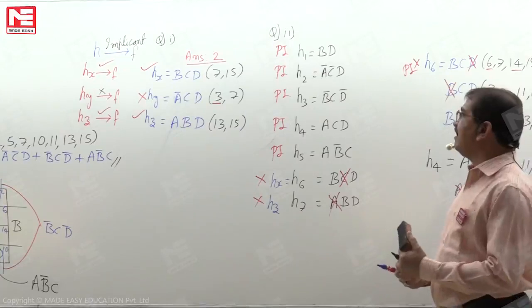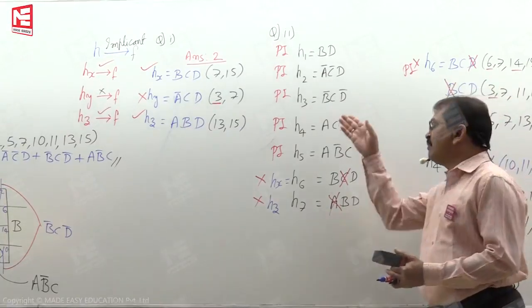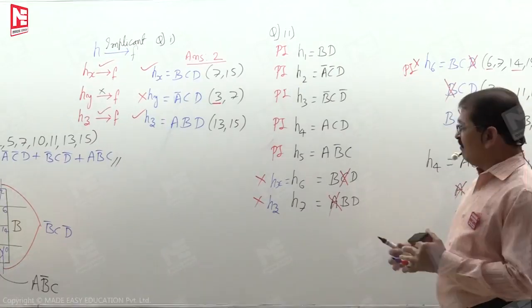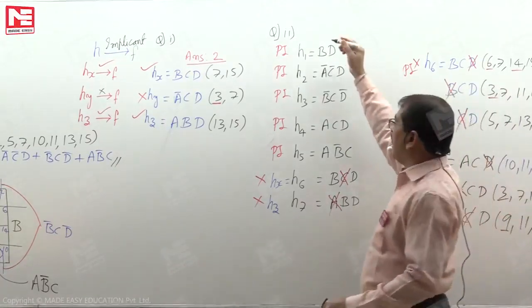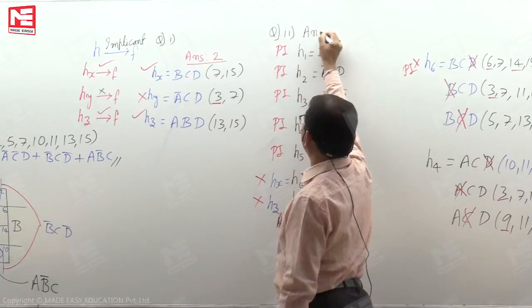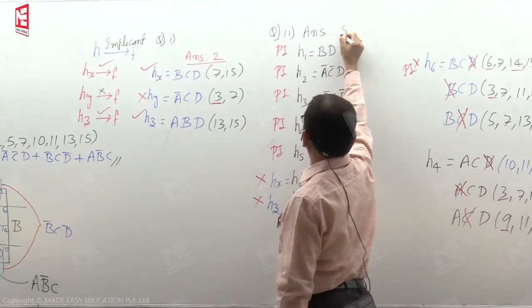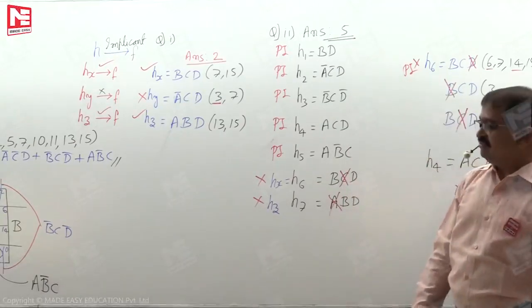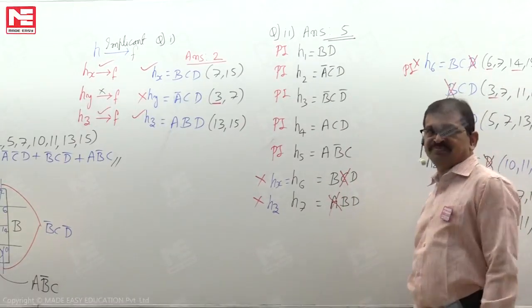The question is, from the given product list, how many products are prime implicants? The answer for the number of prime implicants is 5. So the first 5 products we read as the prime implicants.